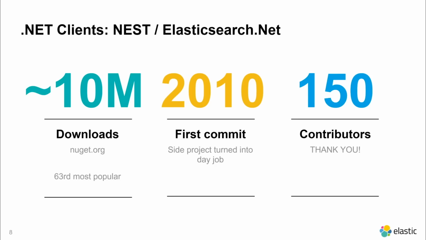The .NET client is actually two clients. So the codebase actually ships with two clients. One is called Nest, and the other one is called Elasticsearch.net. Why that is, I'll cover in the next slides. We have roughly 10 million downloads. Last I checked, we were the 63rd most popular package on NuGet that's not from Microsoft as well. Doesn't sound like much, but I'm super proud of that. I'm happy to boast about 63rd most popular. I think that's a nice spot to be in.